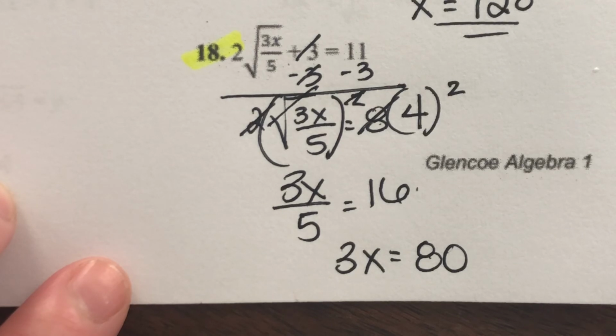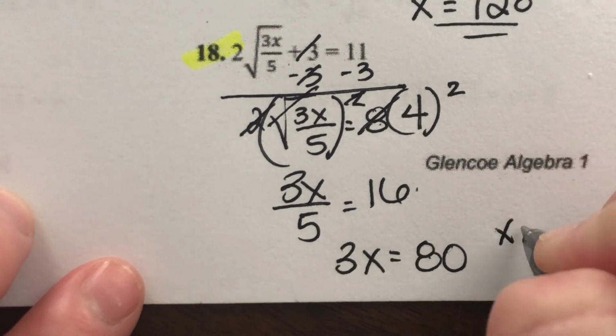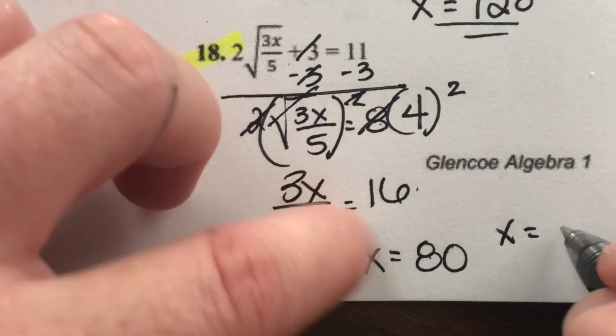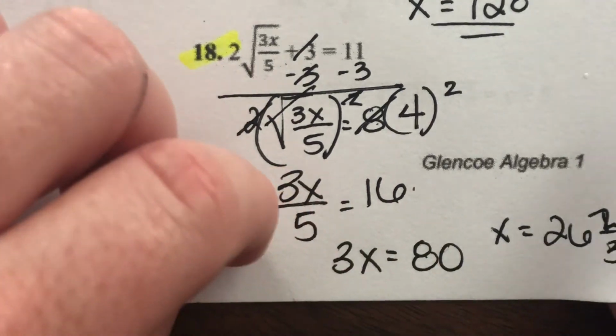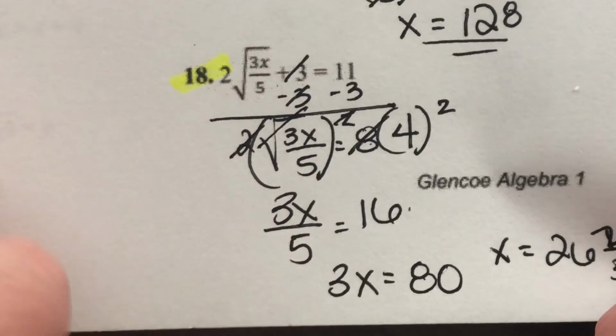Rely on my calculator. Oh, 26.6. Yeah. All right, 26 and a third. x equals 26 and 2/3. 26.6 repeating, or 26.67 if we solve.